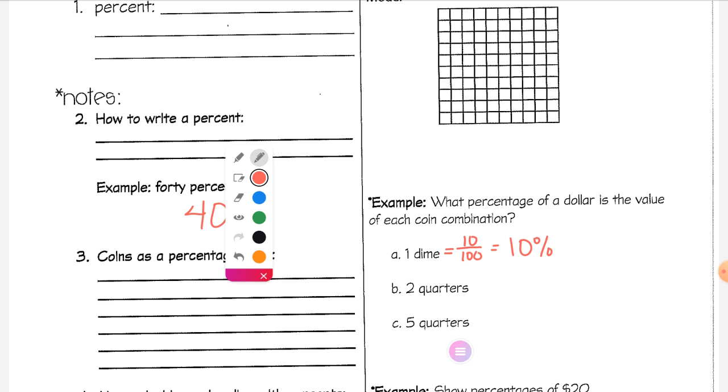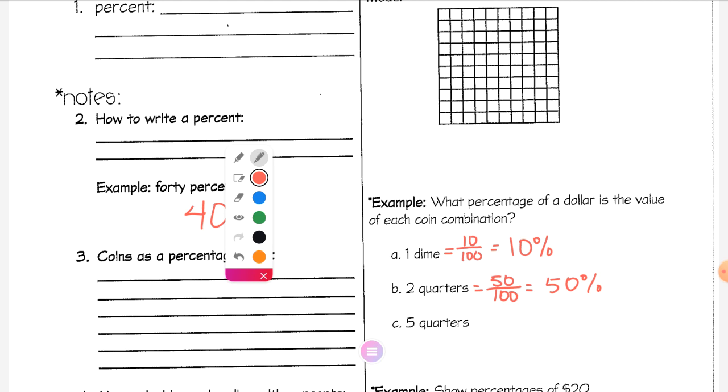So what about 2 quarters? Reese, what's my fraction? 50 hundredths, because 2 quarters have a value of 50 cents. Emmett, what is the percent for 50 hundredths? 50%. If you want to sound fancy, you would say I have 50% of a dollar in my pocket, which means half of a dollar. Is 50 cents half of a dollar? Yes. What about the next one?